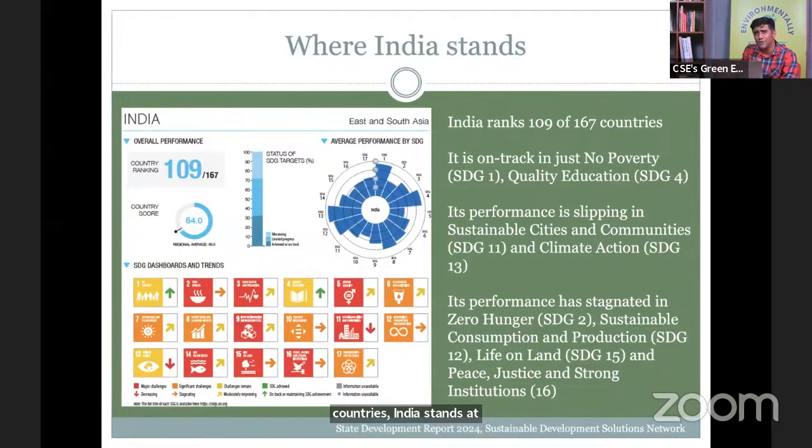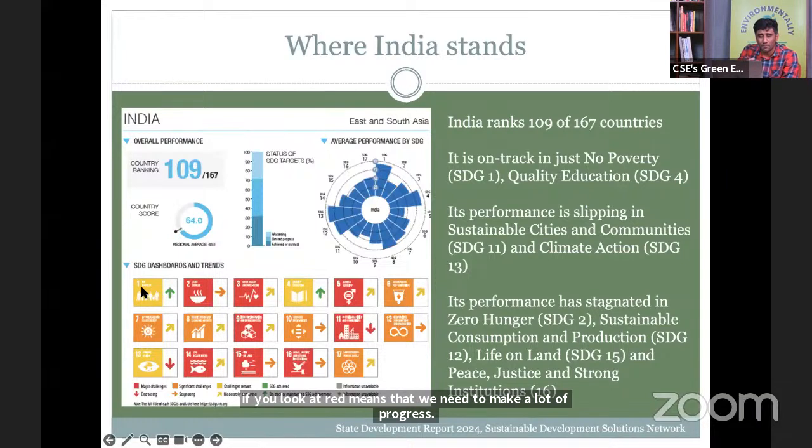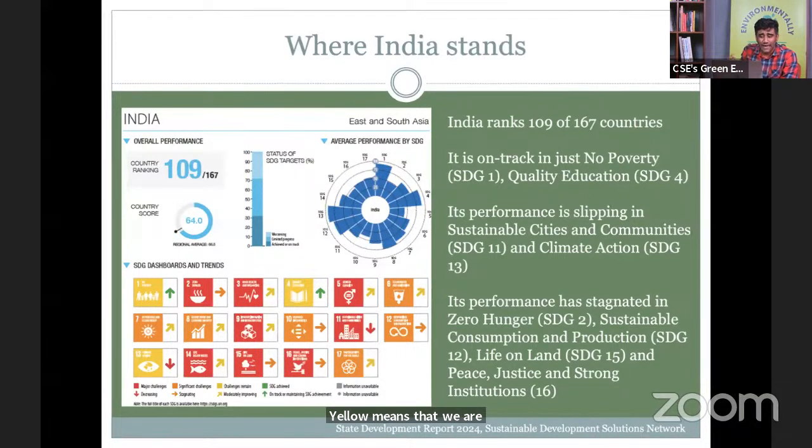which is not a very comfortable position to be in, even though India has made good progress in recent years. So India is at 109 out of 167. That is what the global index tells us. And if you look at the colors at the bottom, it has shown individually SDG-wise. Red means that we need to make a lot of progress. Yellow means that we are somewhat making progress, but challenges remain. And ideally, there is a color called green, which you can't see in the India database, which shows that the SDG is being achieved. So we don't have any green over here.